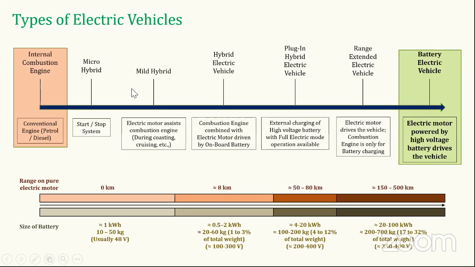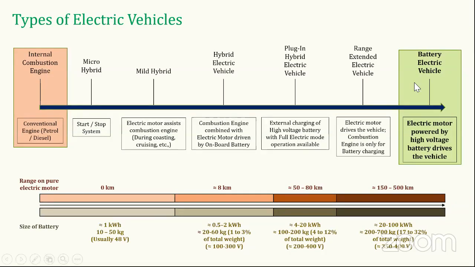If you take the hybrid vehicles, the contribution of a pure electric motor ranges up to 8 kilometers, with a battery capacity of 0.5 to 2 kilowatt hour and a weight of 20 to 60 kg, that is 1 to 3% of the total weight. Here it uses a 100 to 300 volt system, and the plug-in hybrid electric vehicle contributes 50 to 80 kilometers on pure electric motor range, having a 4 to 20 kilowatt hour battery pack, weighing 100 to 200 kg, 4 to 12% of the total weight, and it operates in a 200 to 400 volt system.